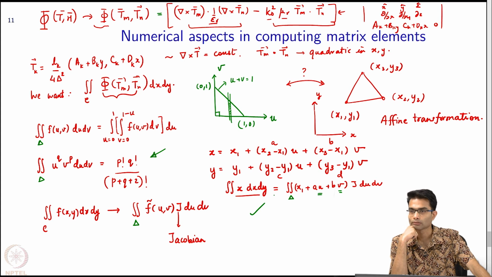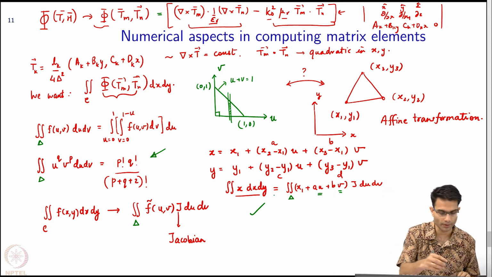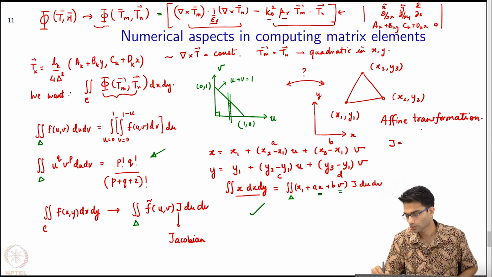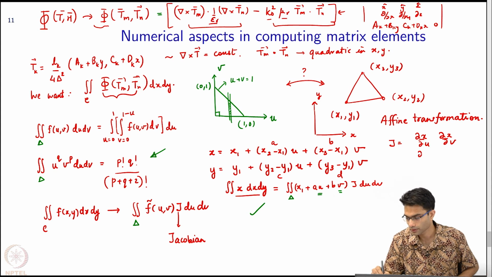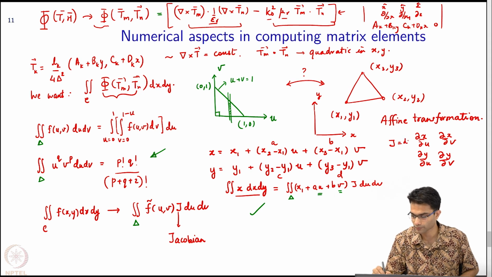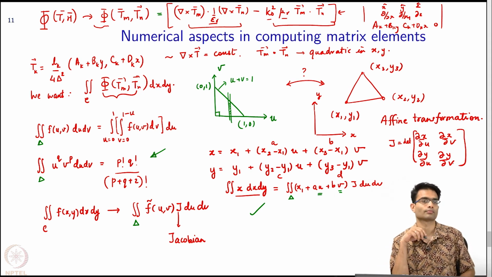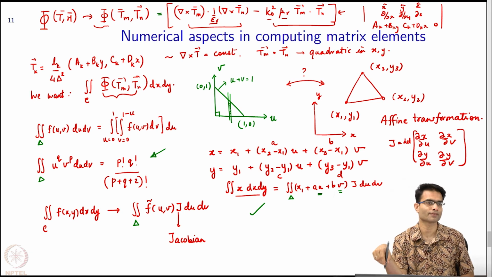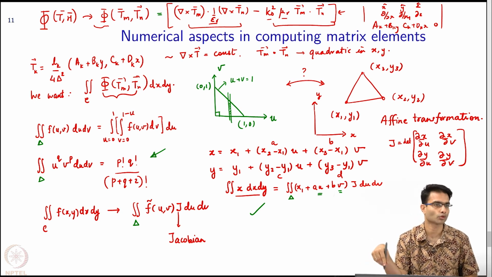Fine. Any other questions regarding this? Could you say the formula of the Jacobian? So, the Jacobian has terms like dx by du, dx by dv, dy by du, dy by dv, and you take the determinant of this. The convention for this Jacobian differs from people to people. Some people write the transpose of this as the Jacobian, but transpose does not alter the determinant.